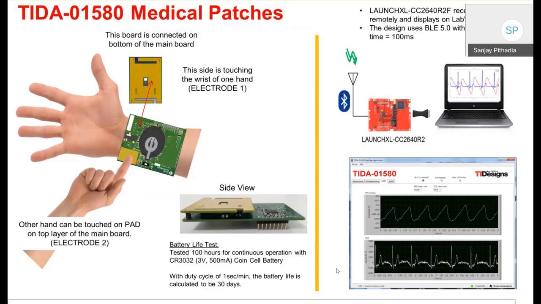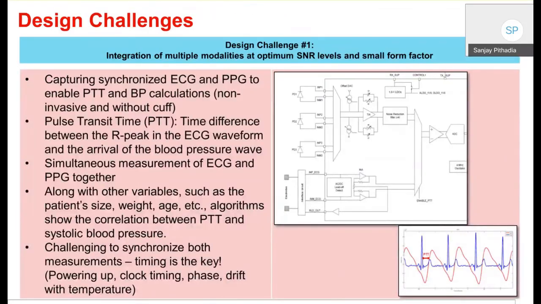So I will just highlight a couple of things here. As I mentioned, it can do multiple measurements. It can do ECG and PPG measurement. There is something called pulse transit time, which is the difference between the peak of PPG and the peak of ECG, and that can be used for some blood pressure calculations. We have not done any calculations, but we are giving raw data, so you can actually put some algorithms and do these calculations. So this is the first thing.